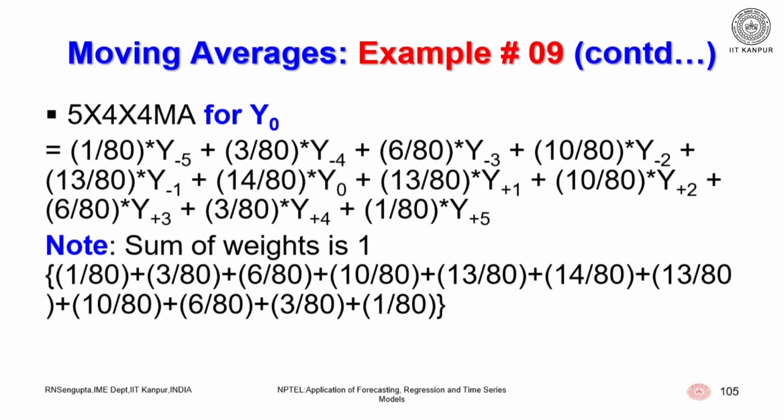And I also mentioned that they are symmetric, and this is what is coming out to be true, in the sense the central value for y naught is the highest, which is 14 by 80, and the corresponding values on to the left and the right are slowly decreasing as you go more to the left and slowly decreasing as you go more to the right. But interestingly, they are of equal values, that means 13 by 80, 13 by 80, 10 by 80, 10 by 80, 6 by 80, 6 by 80, 3 by 80, 3 by 80, 1 by 80 and 1 by 80.